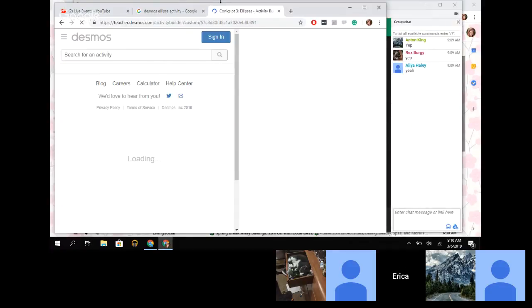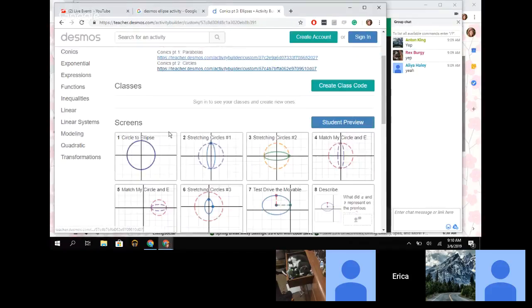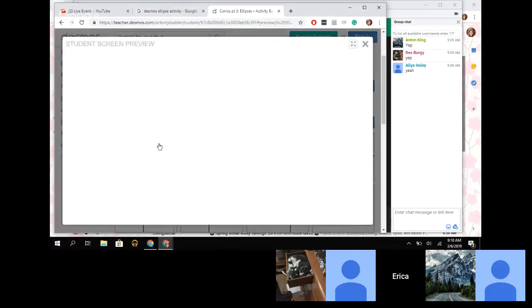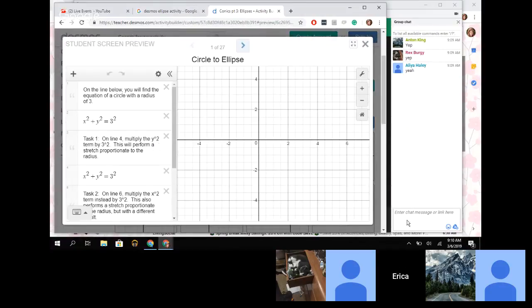All right, this is an activity, if it will load, in Desmos that I would like to go through. We're not going to go through every single part because it's not completely applicable, but I think it's a really good activity to understand circles and ellipses and their relationship to each other and all those words that we were talking about the other day. So I want to spend a little time going through this, and then we'll spend some time going through the problems.